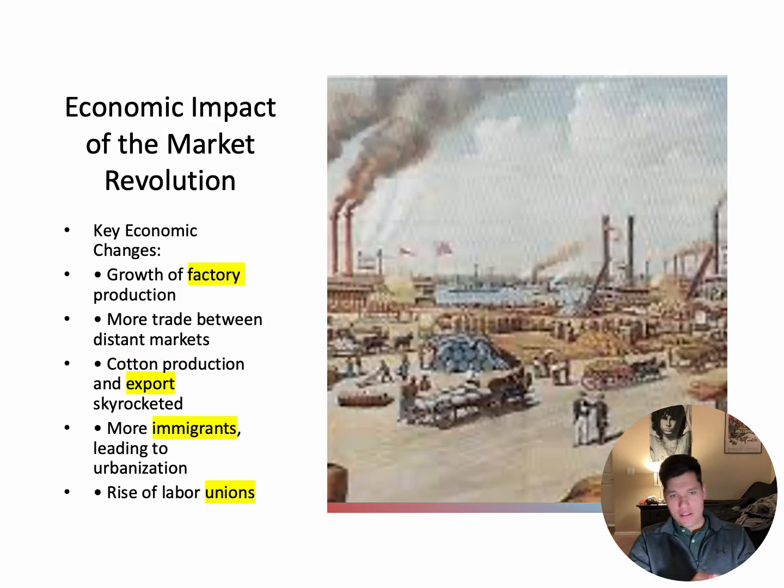So we went over the technology changes going on at this time. Let's talk about the economic changes and the impacts of the market revolution. The market revolution led to the growth of factory production and increased trade between distant markets. As we mentioned before, cotton production soared, becoming a key export, which led to a rise in urbanization and more immigrants moving into cities. With these changes, we also see a rise in labor unions as workers sought to improve their conditions in a rapidly changing industrial world. Go ahead and write down the highlighted parts.